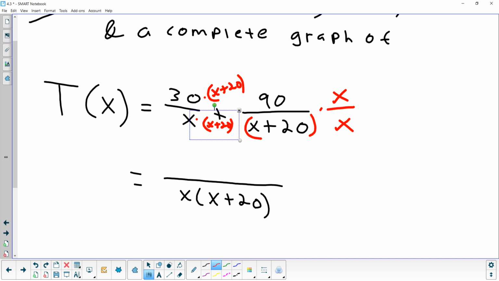And now the denominator on the left is x plus 20. The denominator on the right is x plus 20. Leave it like that. Don't FOIL it out or distribute it out. Now in the top, we have to do that out. I'm going to do it right here. That's 30x plus, Matt, what's 30 times 20?